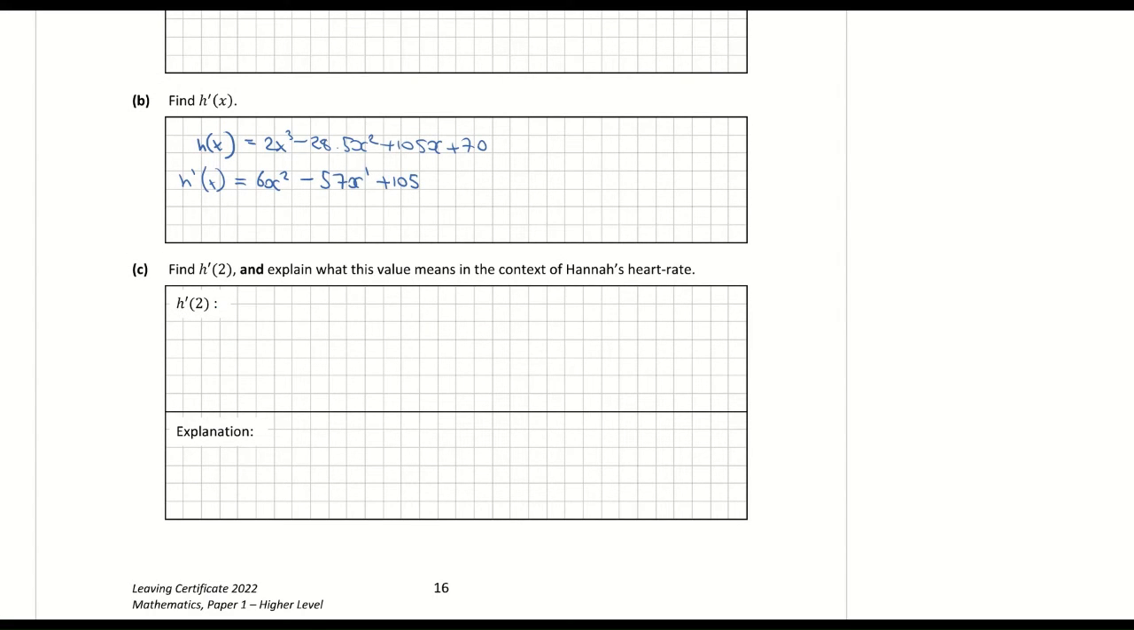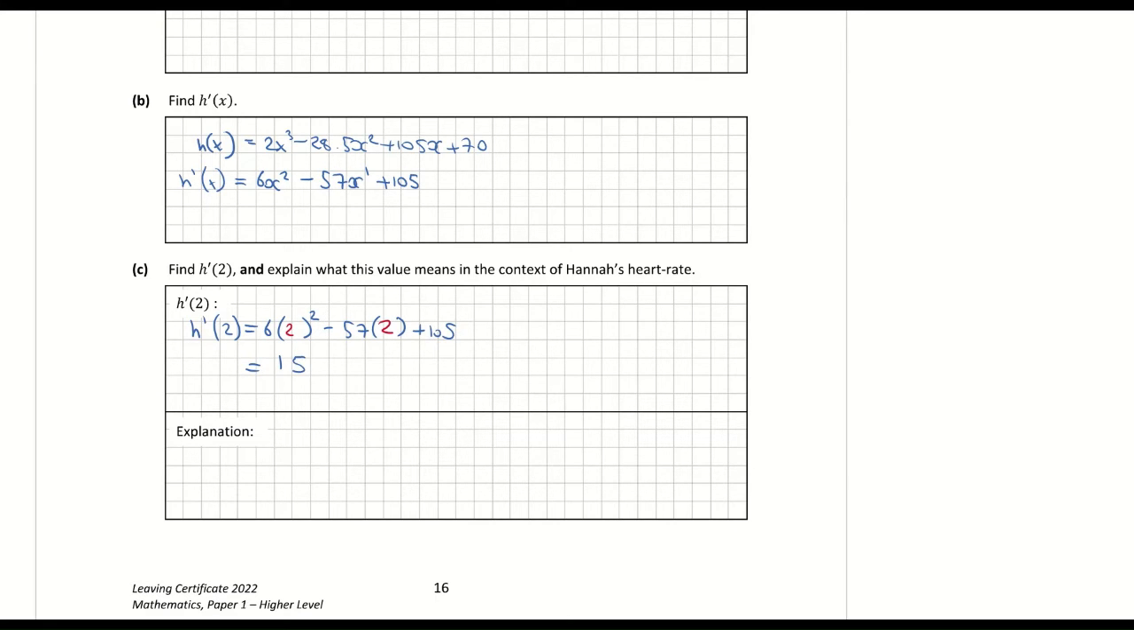Part C, find h dash of 2 and explain what this value means in the context of Hannah's heart rate. So once again, I'm basically subbing in 2 for x, but just make sure that you're subbing it into the derivative. So 6 bracket something squared minus 57 times my value for x. So that's giving me 2, I'm subbing in here. So working that out, I get h dash of 2 to be 15.